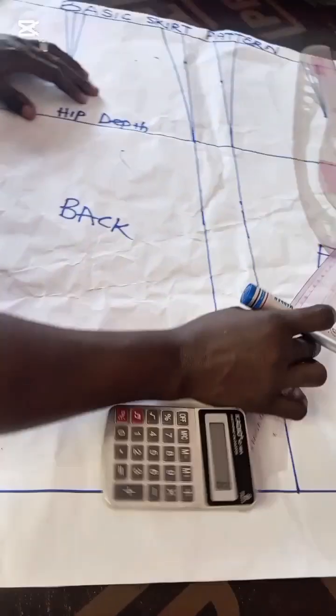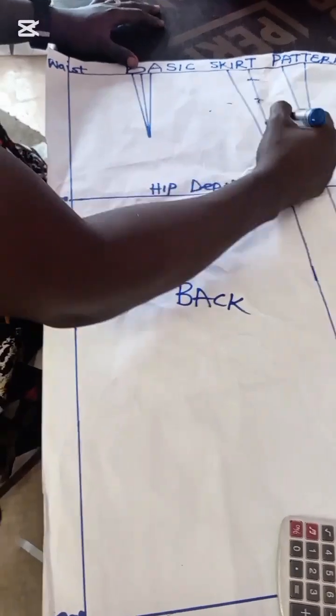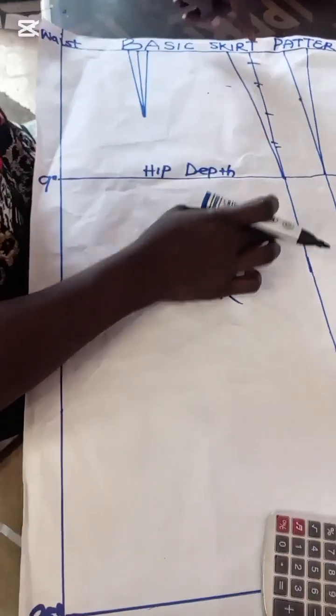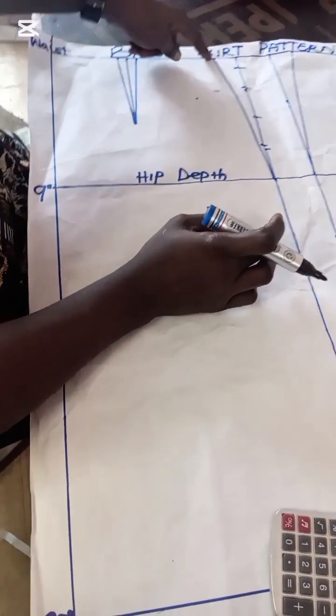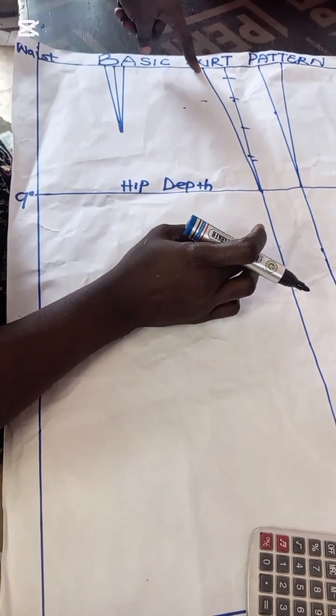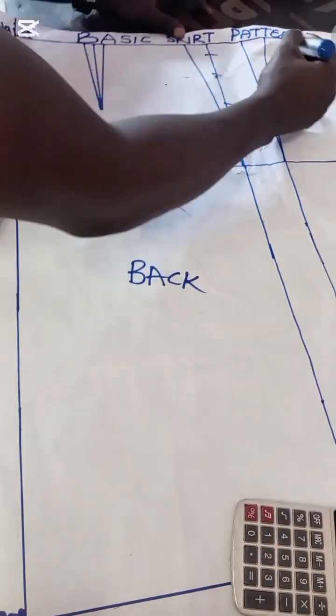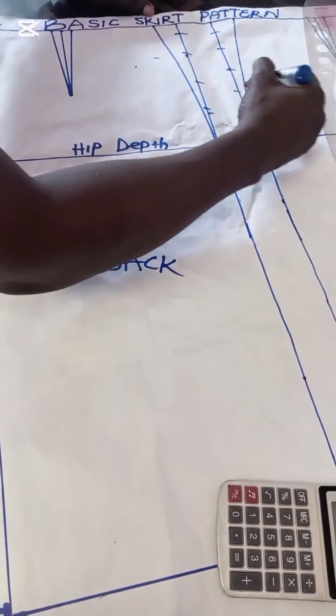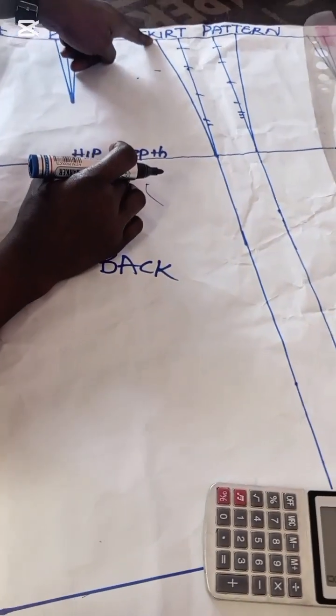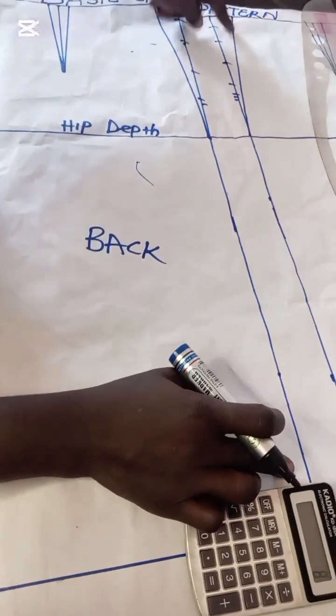Of 9 inches. Okay, so you can see this mark is going off. Remember, this was the initial line, so we did this mark at the waist down to the hip depth. So this line as well, so that we will not be confused, is going off. It's not part of it. So the shape of the skirt is from here down and from here as well down.